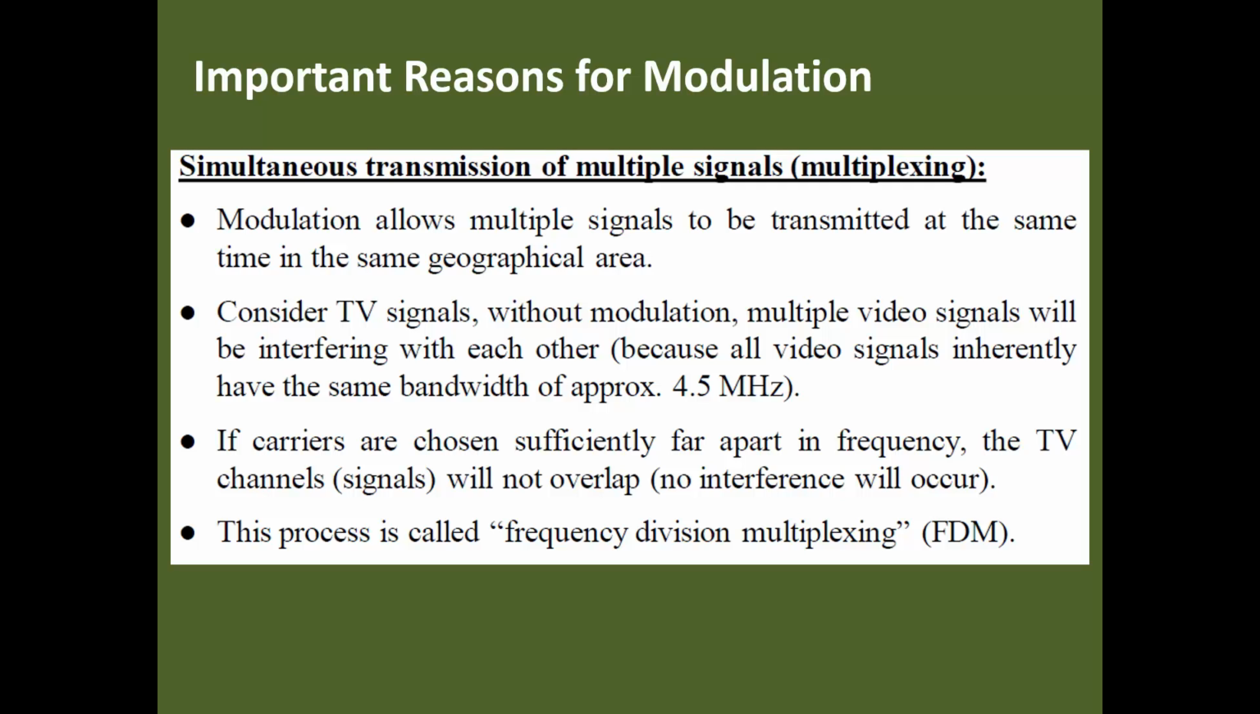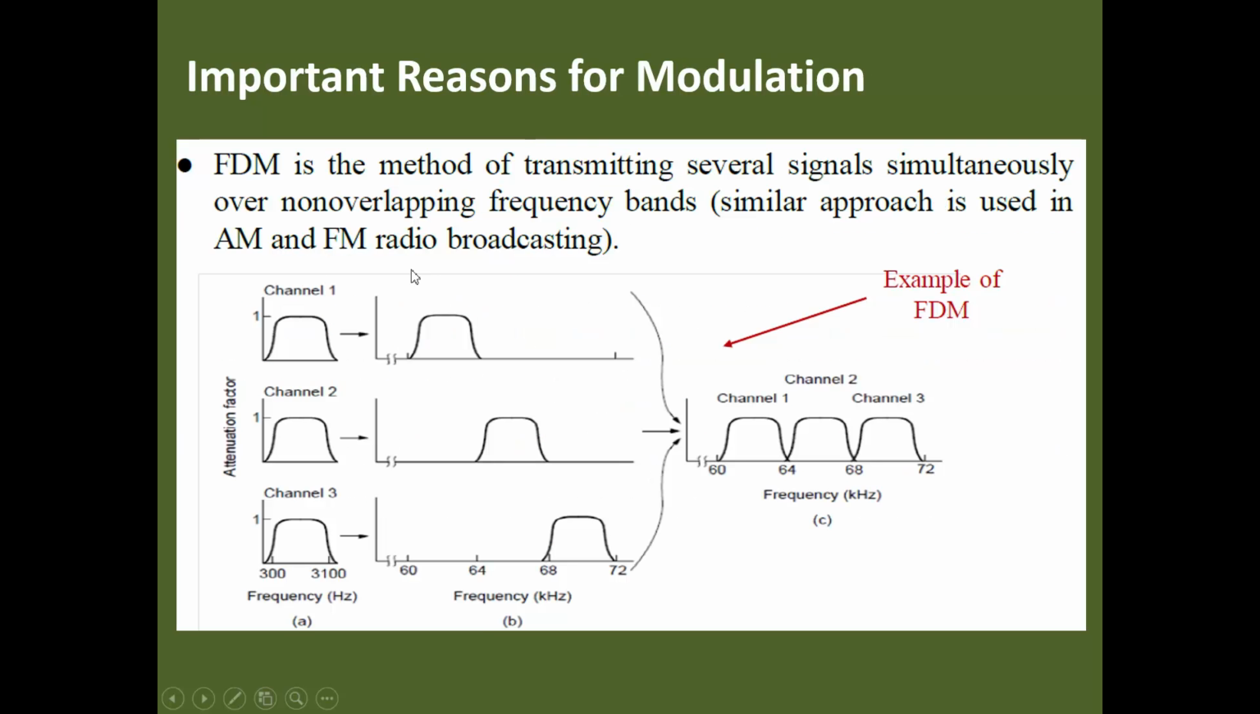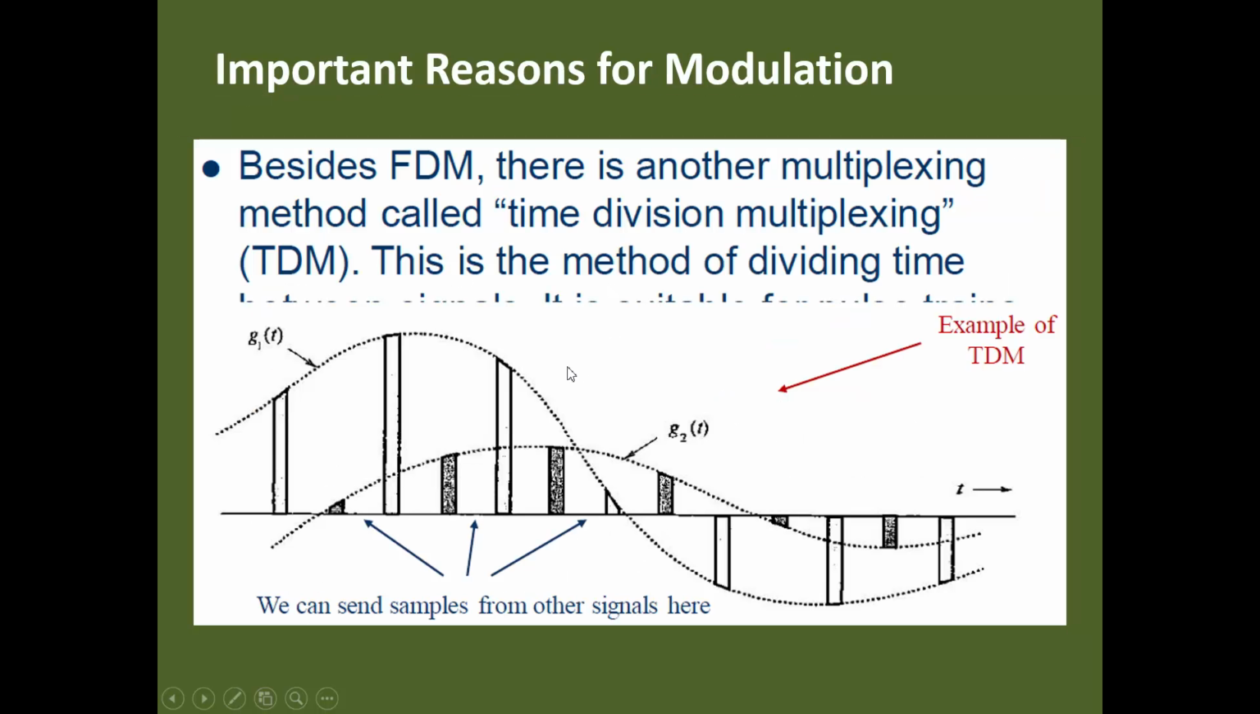But if we modulate and translate the frequencies to a higher range, we can use frequency division multiplexing, and many signals can be transmitted using it. FDM is the method of transmitting several signals simultaneously over non-overlapping frequency bands. A similar approach is used in AM and FM radio broadcasting. Besides FDM, there is one more multiplexing technique, which is called time division multiplexing.